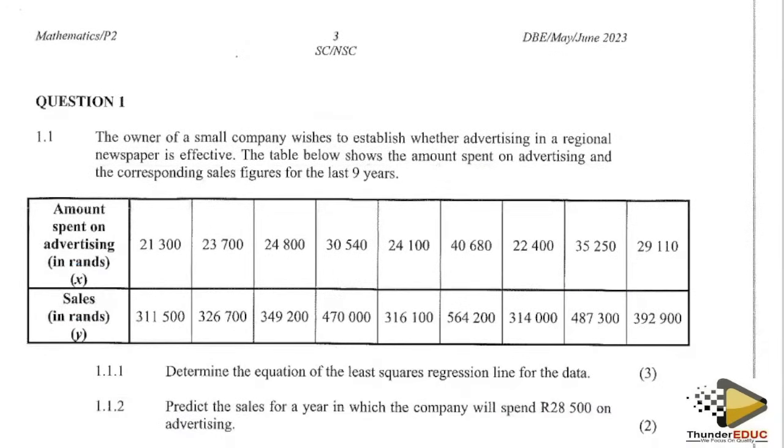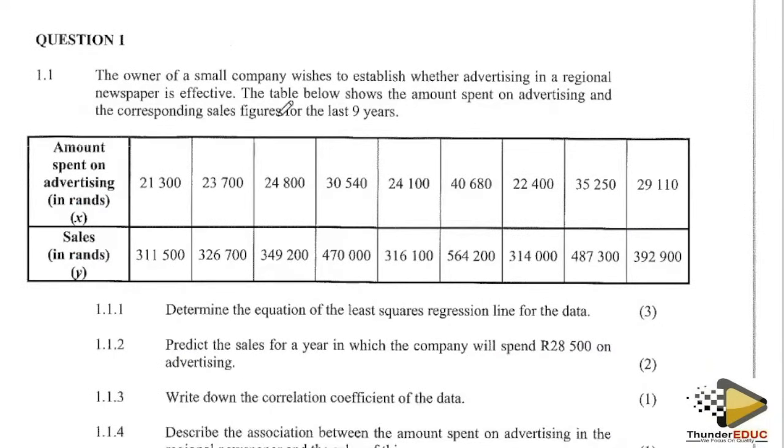Okay, so when you look at question number 1, it's usually statistics, okay? So in this case, they're telling us that the owner of a small company wishes to establish whether advertising in a regional newspaper is effective. Does it bear results? The table below shows the amount that was spent on advertising and the sales for the last 9 years. So the first year, the second, the third, and so on and so forth.